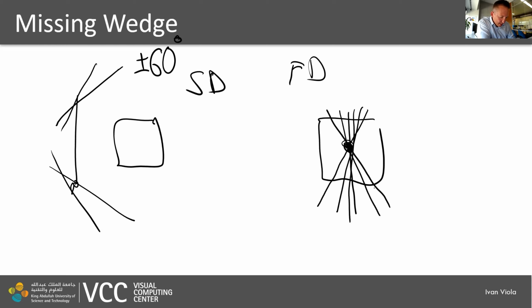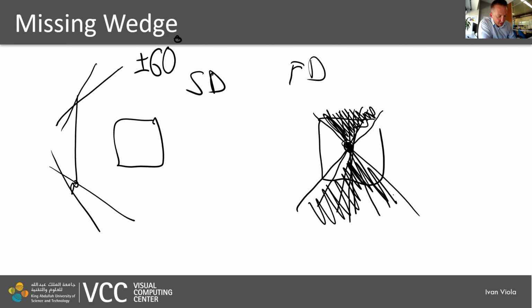So we will have slices which look like this, but maybe a little bit more. So here we will have frequency information about the volume from this acquisition process in these areas, but here we still have unknowns. So these frequencies are missing, and that's why it is called a missing wedge. It's a missing wedge in the frequency domain. So this will affect the quality of our reconstruction.